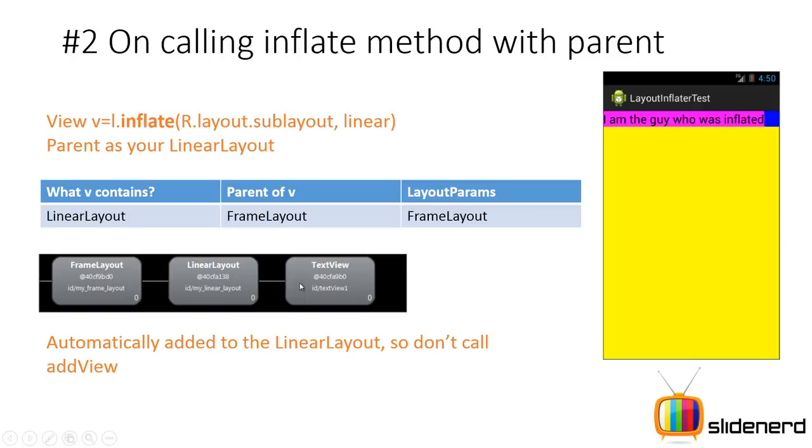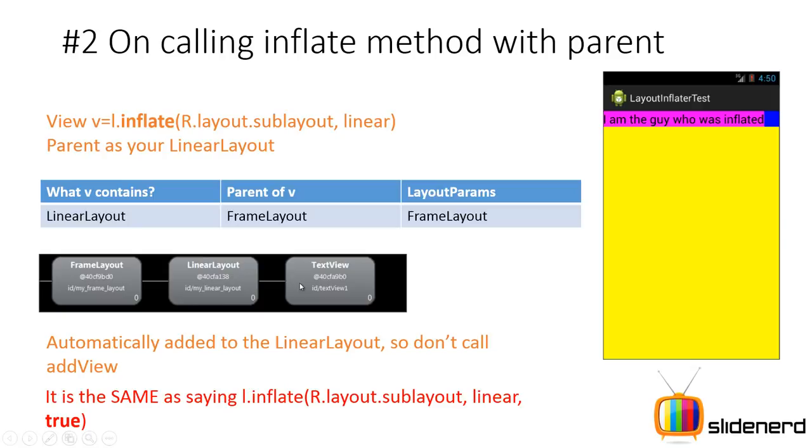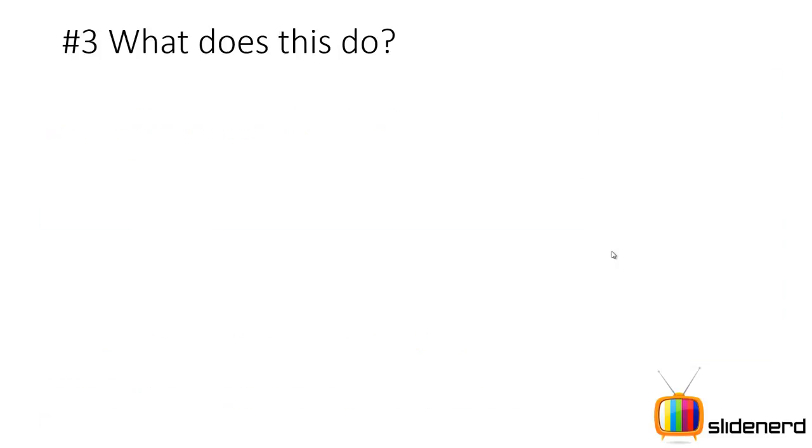Now there is one more thing I need to tell you. It is also the same as saying l.inflate R.layout.sublayout, specify a parent linear, and saying true. Now what does this true mean? There's a third parameter called boolean attachToRoot, which is the biggest source of confusion, no matter if you're a beginner or the most advanced Android developer out there. This is probably the biggest source of confusion which people are searching on developer.android.com. So now I'm going to discuss this most ultimate method, which has three parameters.